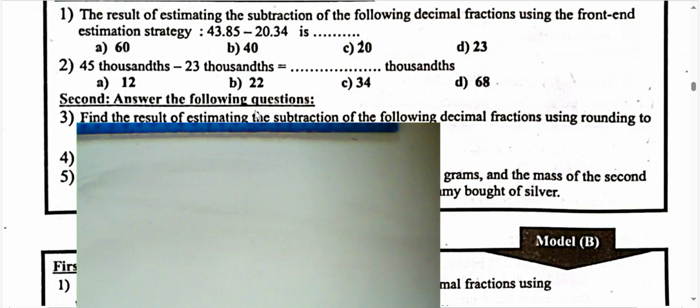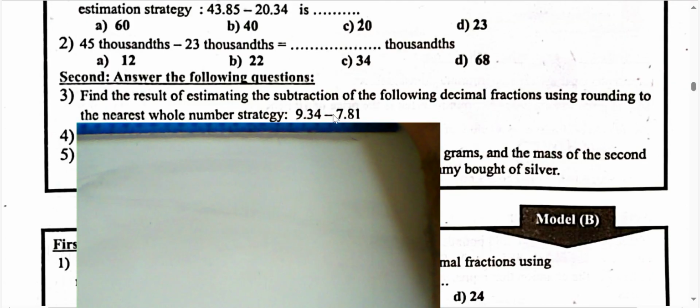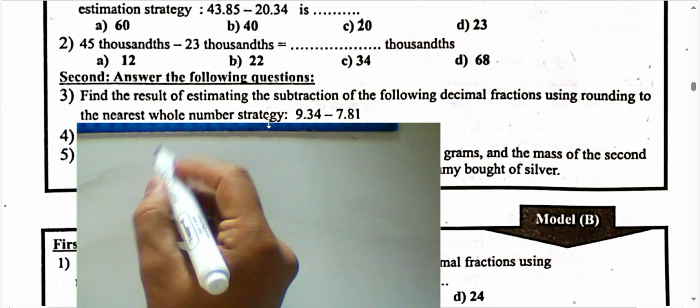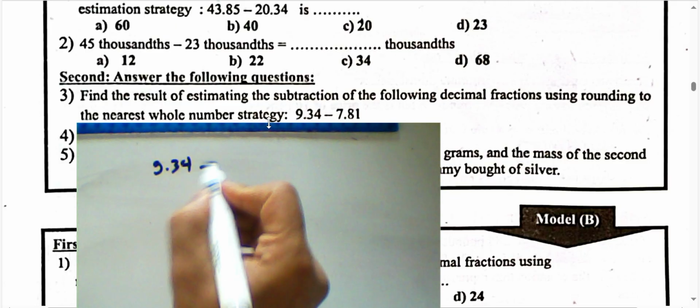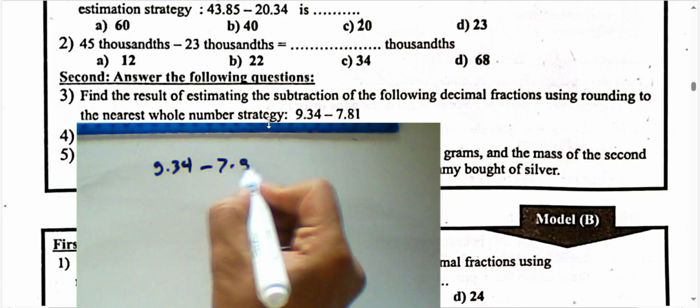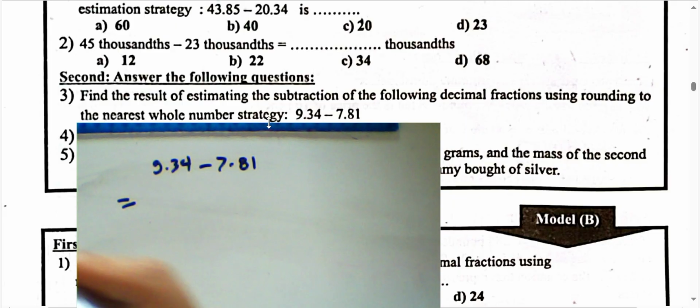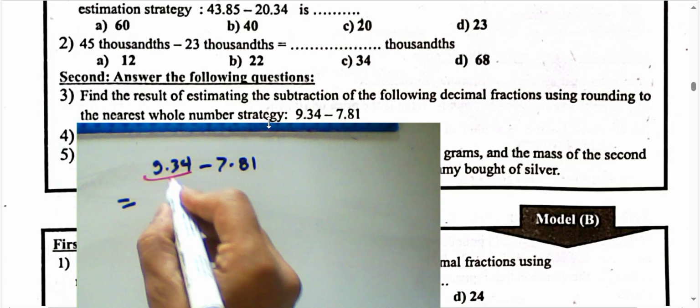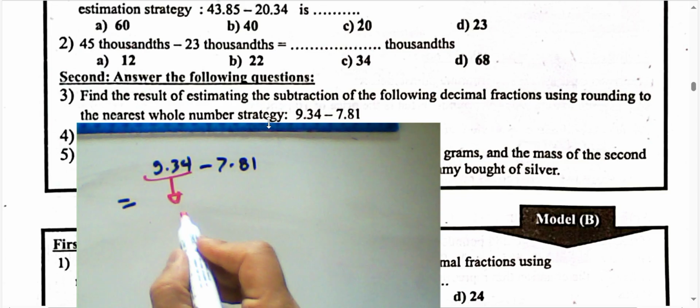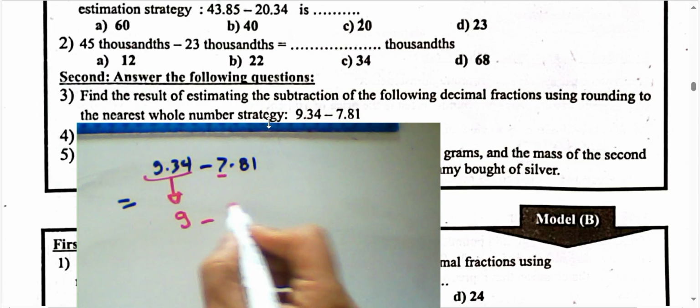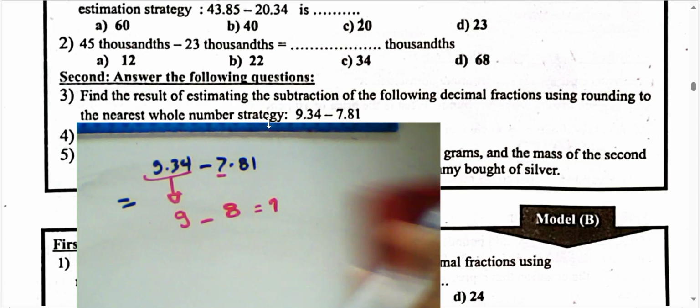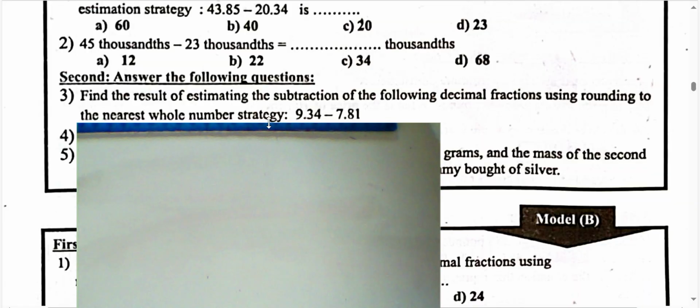Choose letter B. Find the result between two numbers using rounding to the nearest whole number. We have 9 and 43 hundredths subtract 7 and 81 hundredths. We can approximate these numbers to the nearest whole number. Here, 9; then 8 can give 1 to 7, so 8. Then 9 minus 8 equals 1. The difference between them equals 1.